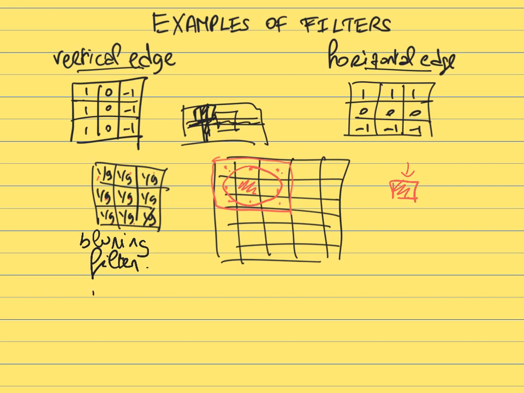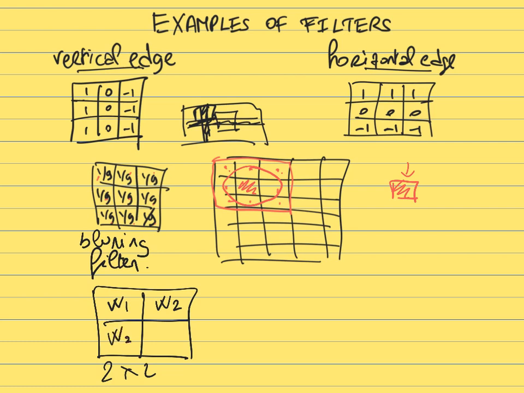They can have any type of arbitrary values. So you can have, for example, a 2 by 2 filter. And in general, the coefficients within the filter are free to have any kind of arbitrary value. They don't have to be 0, 1, -1, etc. So for a 2 by 2 filter, you will have 4 different values, 4 different coefficients.